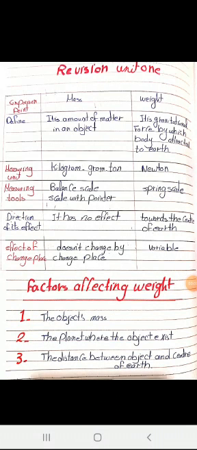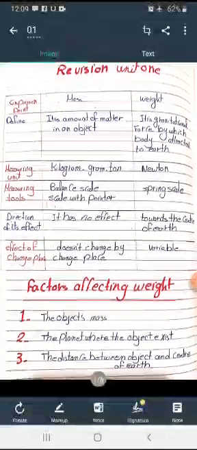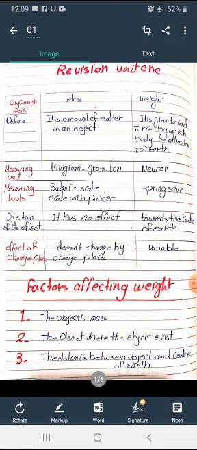Today we want to make revision, Unit 1. At first, we want to make comparison between mass and weight. Number 1, what is meant by mass and weight? Mass, it is the amount of matter in an object. While weight, it is a gravitational force by which body attracted to Earth.